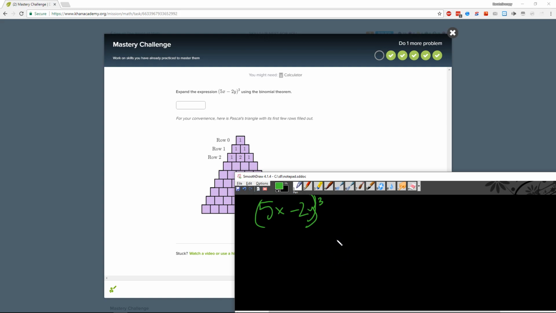Pascal's triangle is 1, 2, 1. That is 0, 1. So let's just write it over here again. 1, 1. 1, 2, 1. This is to the 0th. This is the first. This is the second. 1, 3, 3, 1. This is to the third.